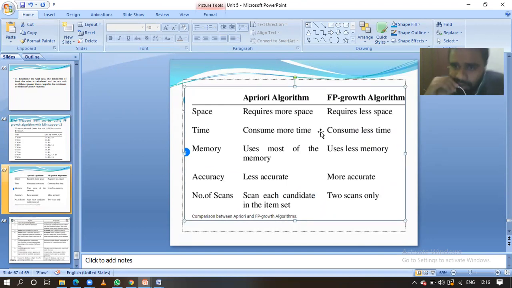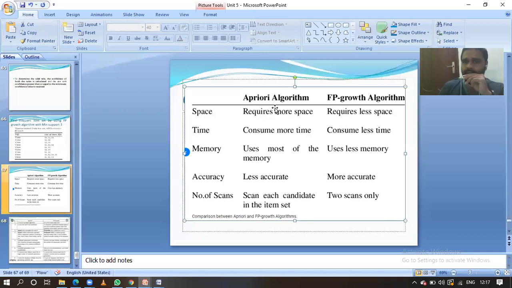Normally, related to space, in the Apriori algorithm we use more space. Why? Because for each and every candidate set we have to use separate memory. That is why it takes more space compared with the FP growth algorithm, where we use the trie data structure every time, that is why less space. Time consumption is also more in the Apriori algorithm, and less in the FP growth algorithm.